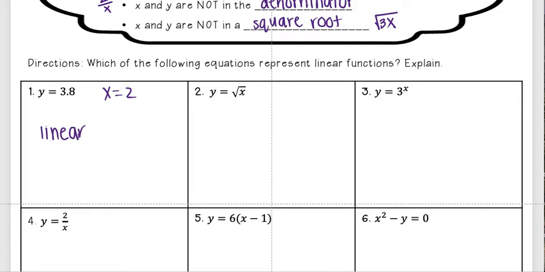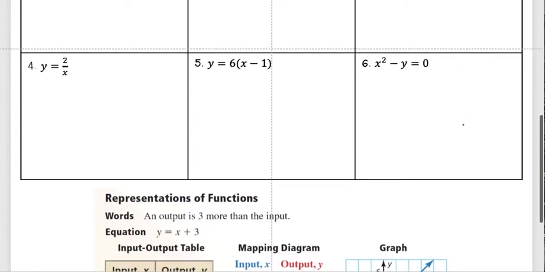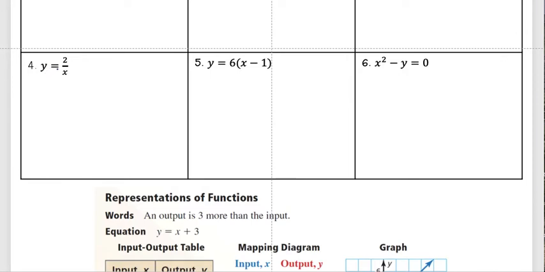Okay, next one, y equals square root of x. Well, I already have up here in this last one, the x and y are not in the square root, so this one's nonlinear. Y equals 3 to the x. Again, I have x in the exponent. That's not allowed, so that is nonlinear. Okay, next one, I have y equals 2 over x, so x is in the denominator, which again, that's not allowed for it to be linear, so that is nonlinear.